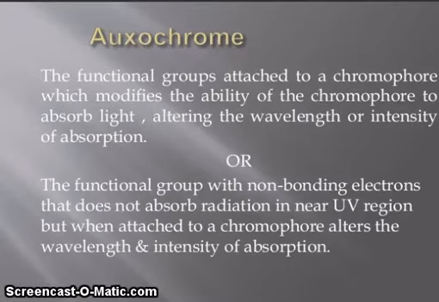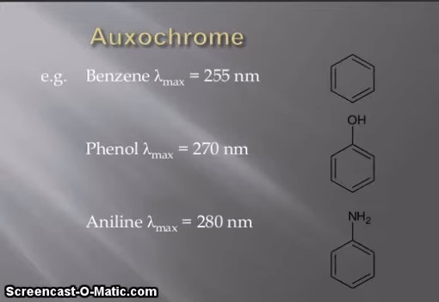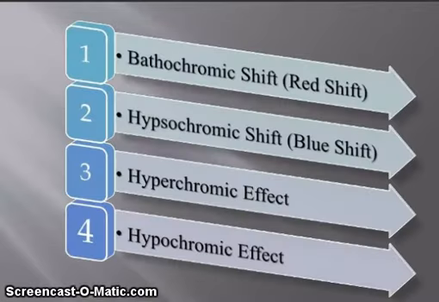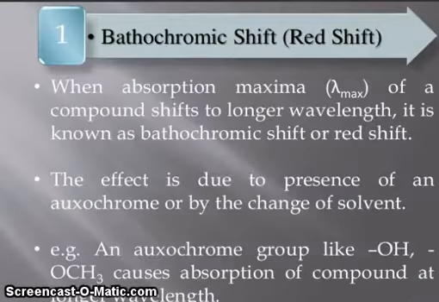You can see here. Now auxochrome: the functional group attached to a chromophore which modifies the ability of the chromophore to absorb light, altering the wavelength or intensity of absorption. It is a functional group with non-bonding electrons that does not absorb radiation in the UV region, but when attached to a chromophore alters the wavelength and intensity of absorption. So bathochromic shift or red shift, hypsochromic shift or blue shift, hyperchromic effect, and hypochromic effect.